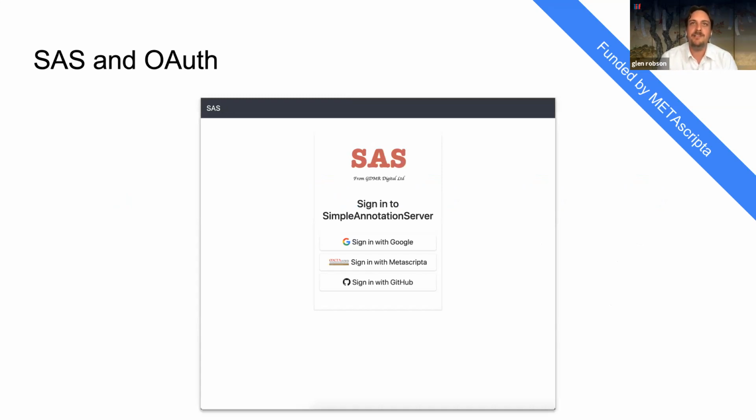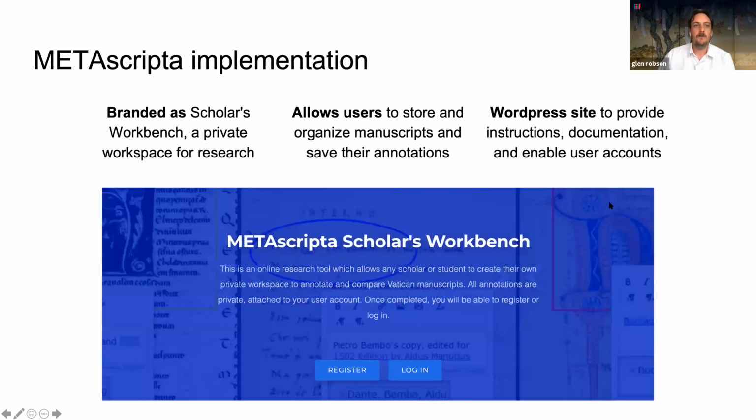So this is my last slide, and I'll just show you that Ben's going to show you most of the new features, but this is a bit which took most of the work. So when you go to this new version of the Simple Annotation Server, the first thing it asks you is how you'd like to log in. And we've used open authentication, OAuth. So we're providing sign in with Google, sign in with GitHub, or sign in with METAscripta, which is the WordPress version that they're using in METAscripta. So I'll pass over to Ben.